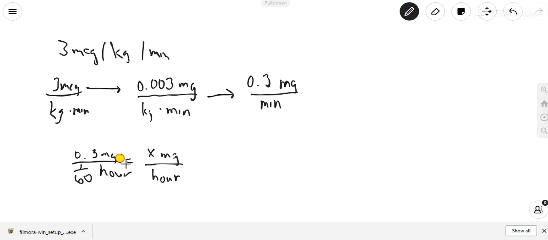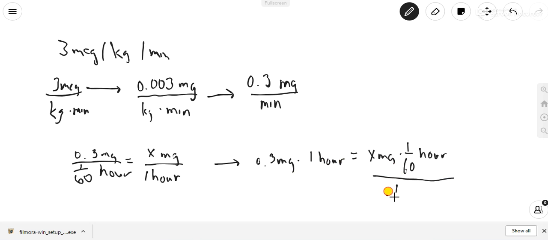Okay, I'm going to cross multiply, and that gives me this right here. So I get 0.3 milligrams times 1 hour equals X milligrams times 1 over 60 of an hour. And it should have been a 1 right here. And so what happens is I can divide both sides by 1 over 60 of an hour, so I can get my X by itself.